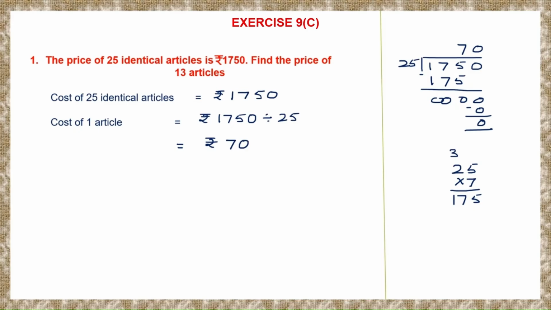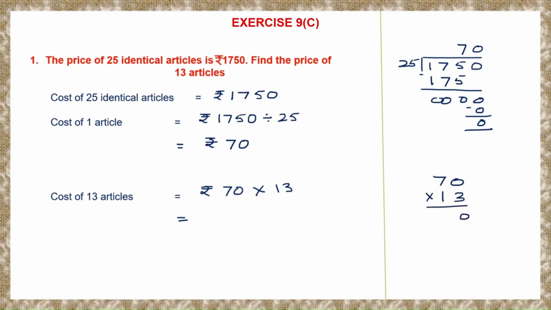So we have found the cost of one article. Now we have to find the cost of 13 articles. So the first part was division. Whenever you have to find for one, it's division. Now we have to find for many, that is for 13. So the cost of 13 articles will be, the cost of one is 70 multiplied by 13. So when you multiply 70 by 13, you will get the cost of 13 articles. So let's do that. 70 into 13.